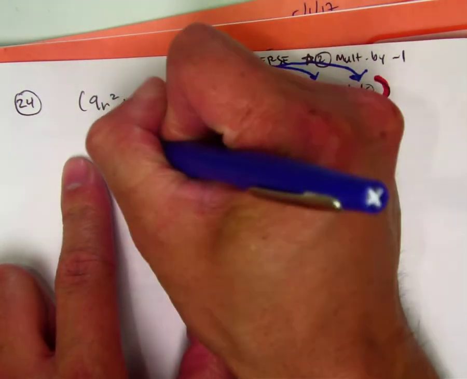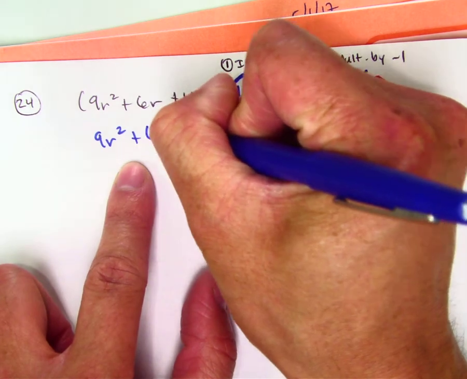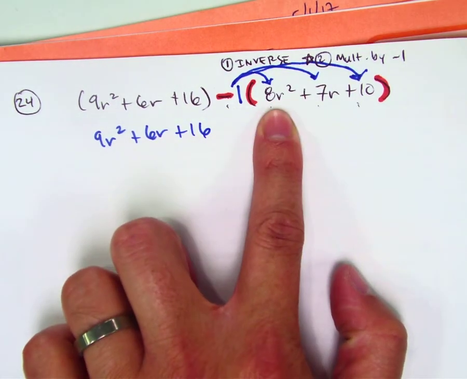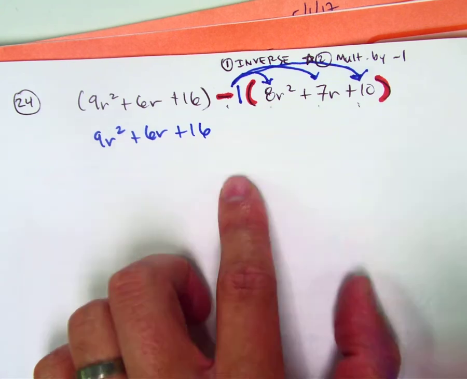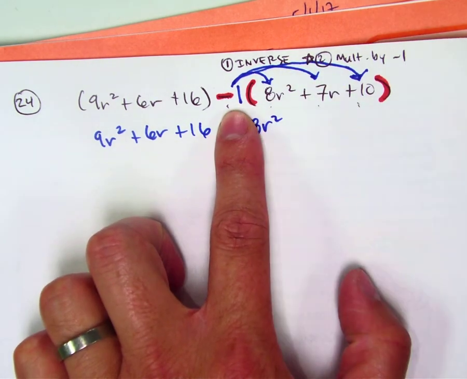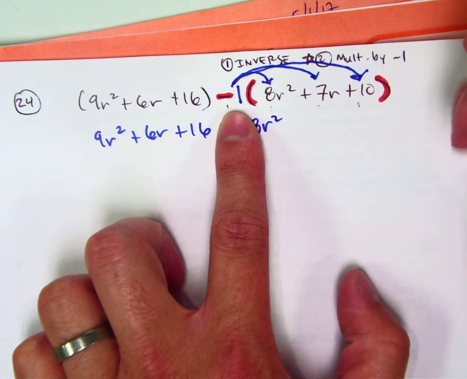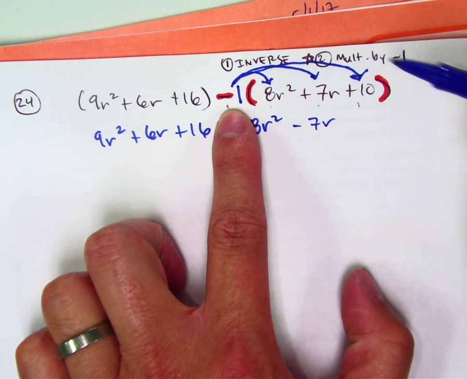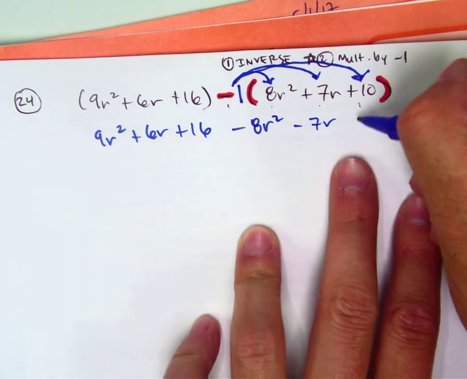9r squared plus 6r plus 16. Class, what's negative 1 times 8r squared? Negative 8r squared. Class, what's negative 1 times 7r? Negative 7r. That's supposed to be an r, huh? Negative 7r. And negative 1 times 10? Negative 10.